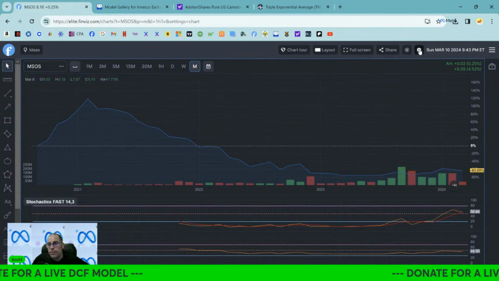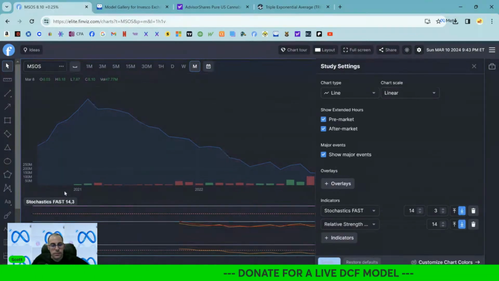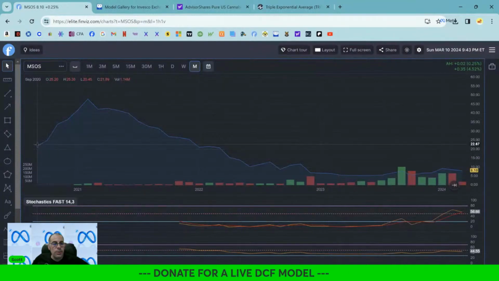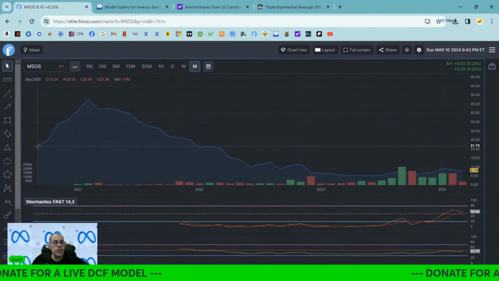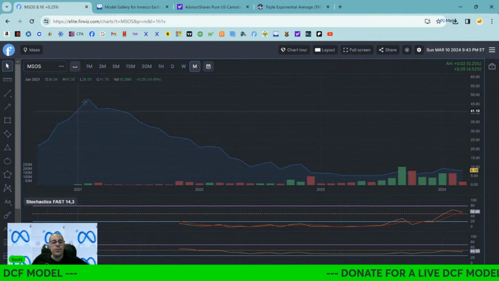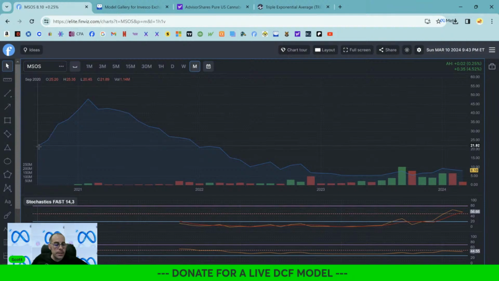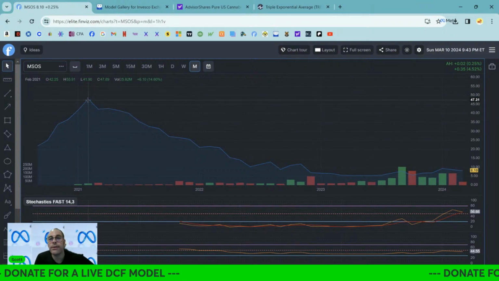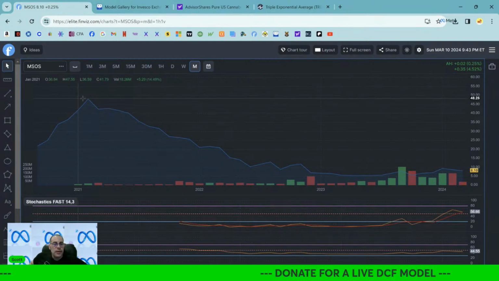It looks like this is when it started trading in September 2020. So it went from 20, so it more than doubled. It went up like 100% in September. In 5 months, it went up like 130%. But then ever since that peak, it has come down.